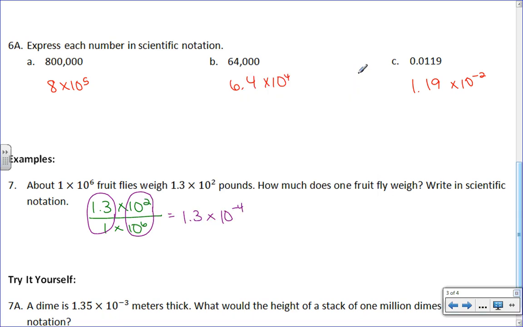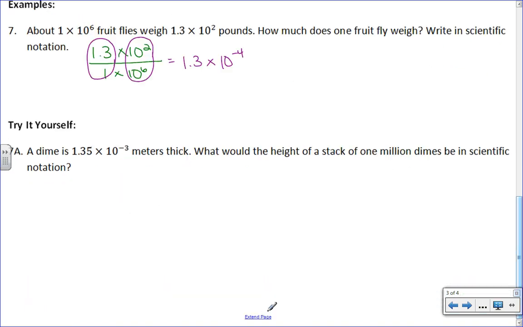Okay, and this will work the same way for multiplication. It's very similar, but for multiplication, again, you'll just group things together so that if I had to multiply this number times this number, I would multiply 1 times 1.3, and then I would multiply 10 to the 6th times 10 squared. So whether it's multiplication or division, it really doesn't matter. It'll still be grouped the same way.